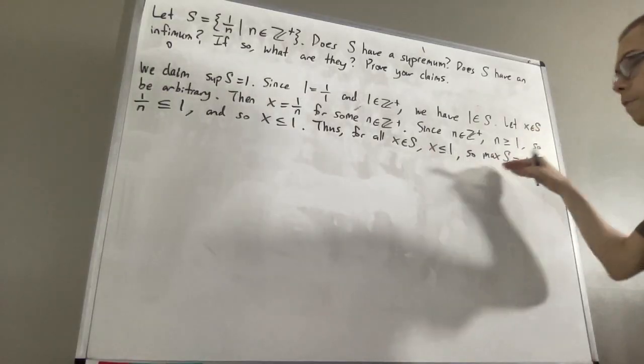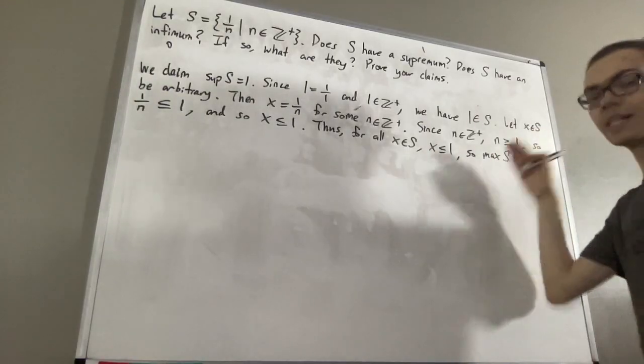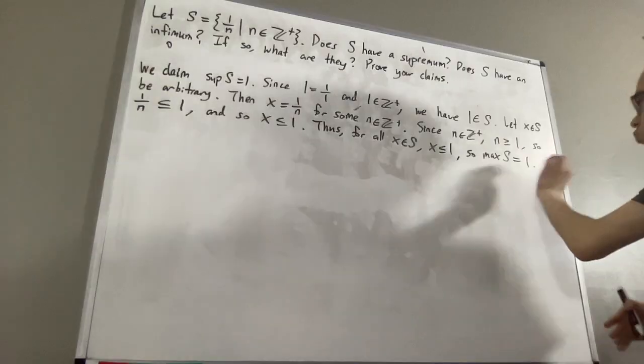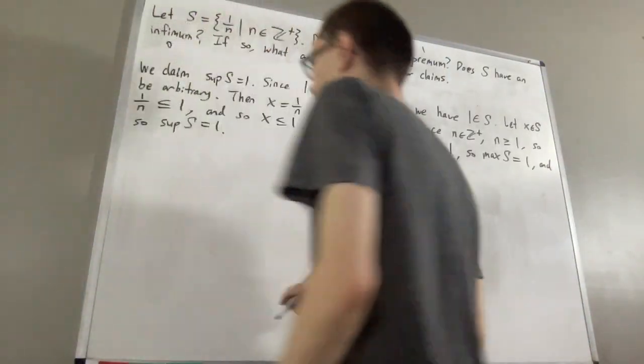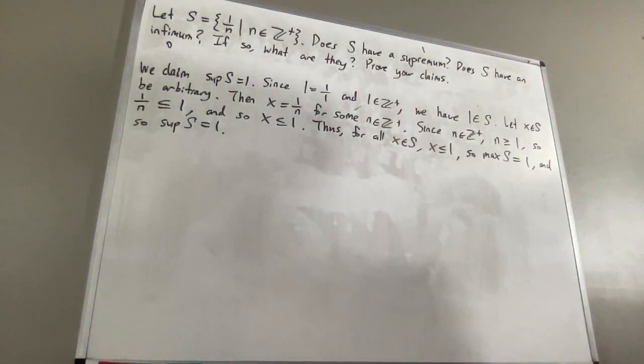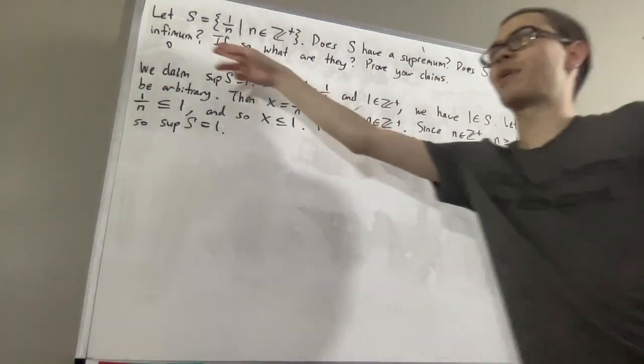But if a set has a maximum, then the maximum is the supremum. So that tells us 1 is the supremum of S. And so we're done. This proves our claim about the supremum. Now let's prove our claim about the infimum.